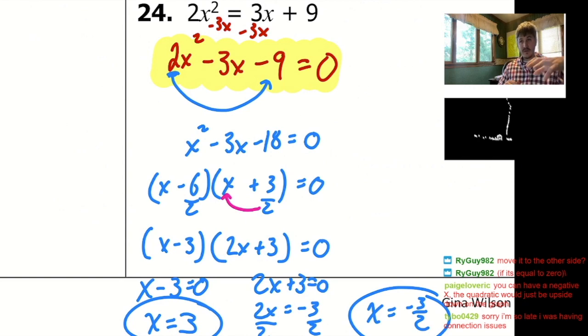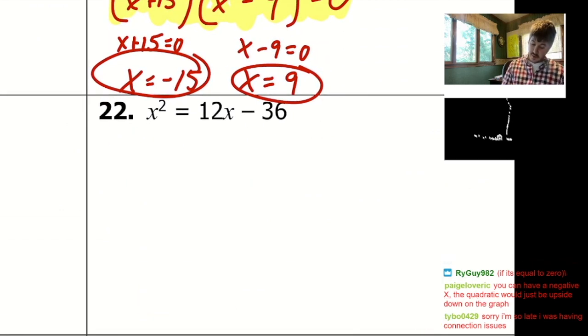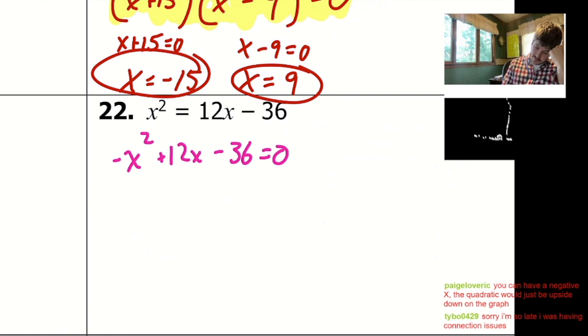I'm going to go back to some of these questions because I've seen in chat some people talking about negative x squareds and whatnot. And they're all really good points to bring up. When you have a negative in front of your x squared, I'm just going to take this one for example. I'm going to call this negative x squared plus 12x, minus 36 equals 0. I know I changed it a bit.